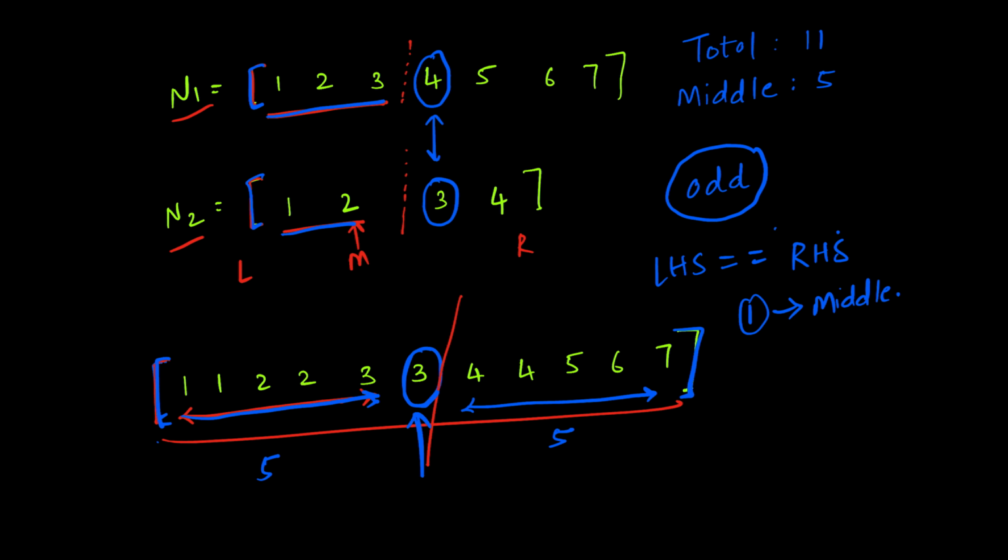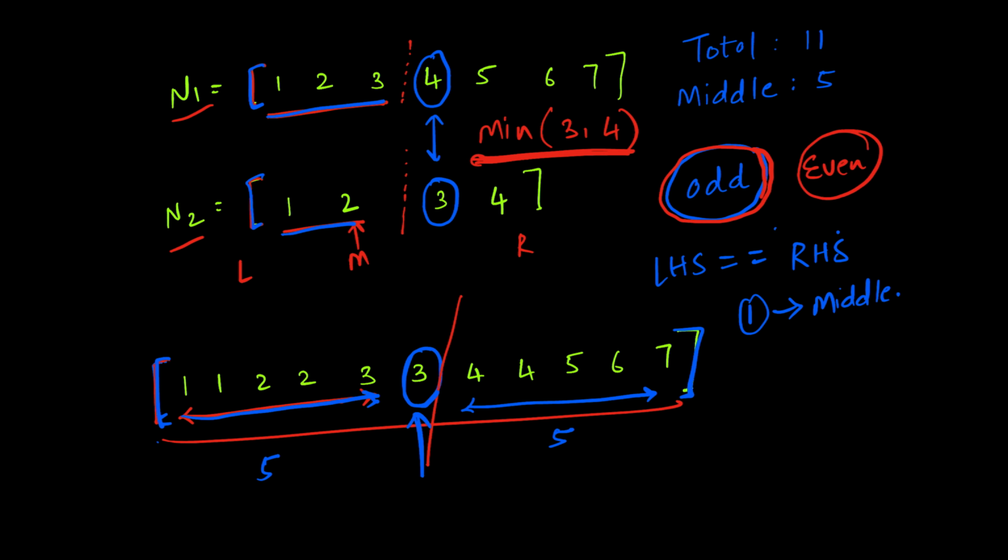So between those two numbers, 3 is smaller, so that will be our median. This is only possible if we have a total of odd elements between the two arrays. If we have an even number, we need to calculate the average. So that is a different approach which we'll be discussing next.